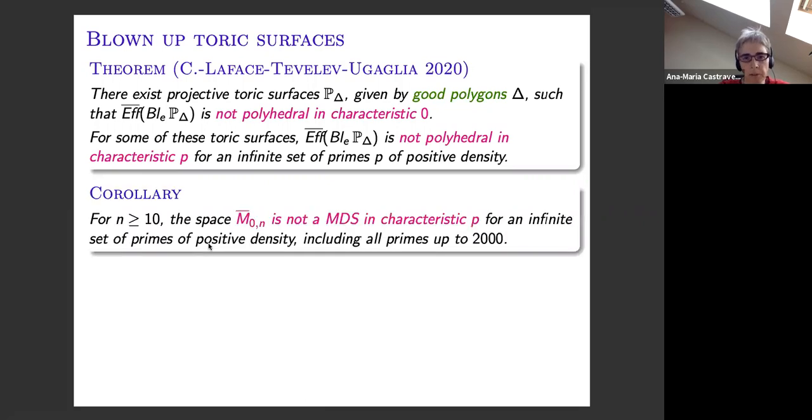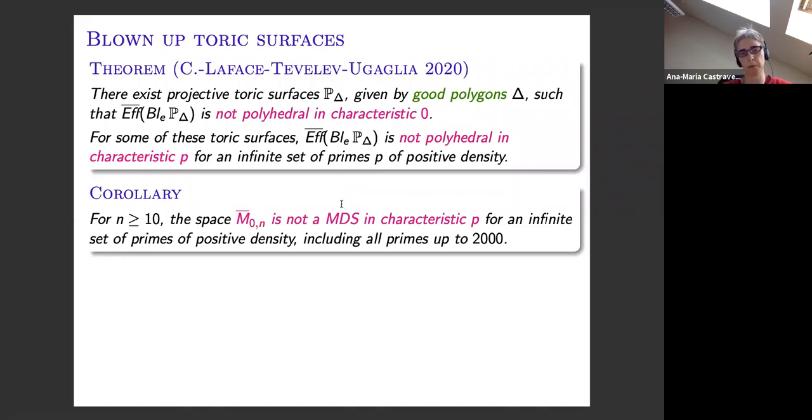And so as a consequence, you get that M0n bar is also not a Mori dream space in characteristic p, and you get this actually for n starting with 10, which is the same bound as we had in characteristic 0. So there I forgot to say that.